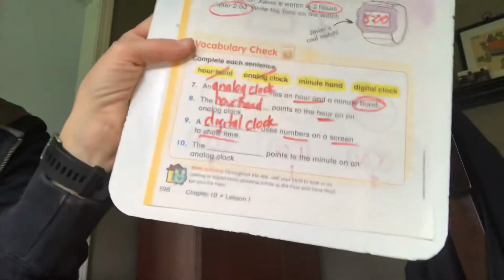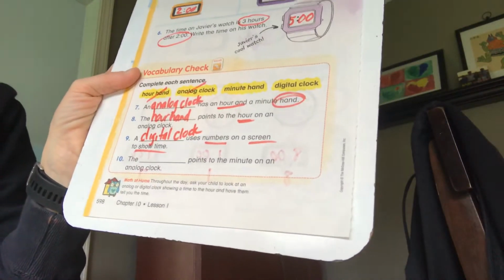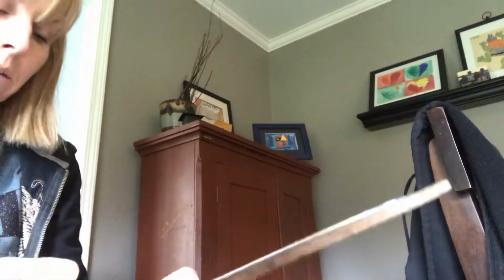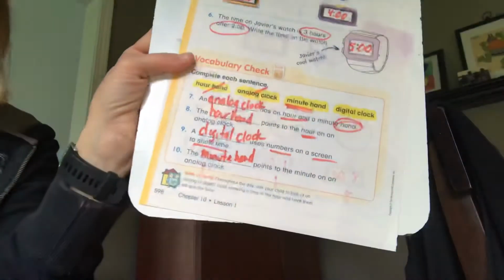D-I-G-I-T-A-L C-L-O-C-K. And then number 10, the blank points to the minute hand on an analog clock. I'm sorry, points to the minutes, that would be minute hand. Okay, all right. So that was our homework.